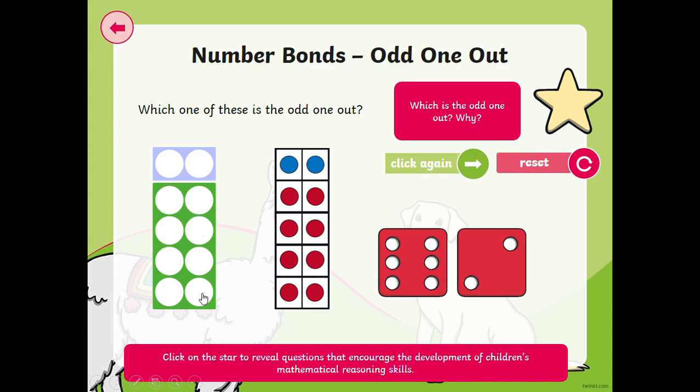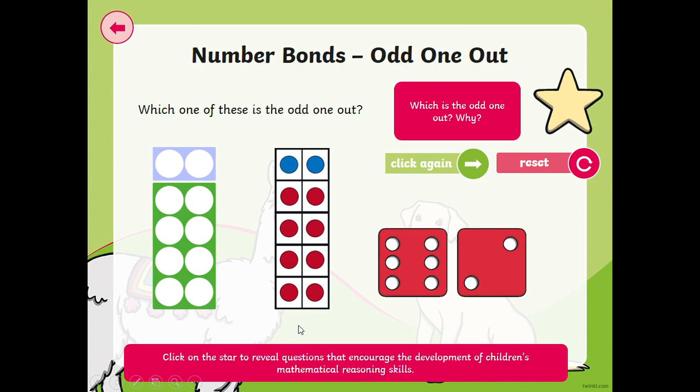So the green one has got how many holes in it? 8. And the blue Numicon has 2. 8 add 2 makes 10. So is that one the odd one out? The odd one out means the one that is wrong. It doesn't make 10. You're right. 8 add 2 makes 10.